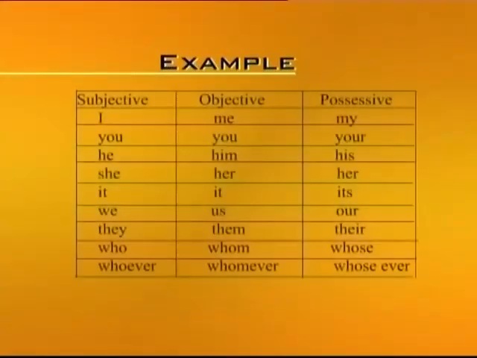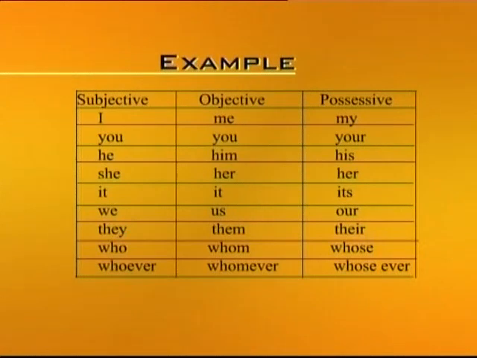Now coming to pronoun case. A pronoun can appear in one of three cases. It can be subjective, in which the pronoun functions as a subject. It can be objective, in which the pronoun functions as an object. And it can be possessive, in which the pronoun functions as a possessor. We're going to have a look at a list which shows the subjective, objective and possessive forms of the personal pronouns.